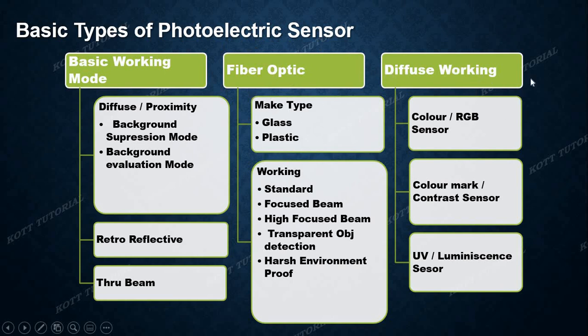Diffuse working. Now based on the diffuse working, these three sensors I have listed down. These all three sensors work on a diffuse mode. I will be explaining what a diffuse mode is in a further lecture. Color sensor, color mark sensor, UV sensors. So we can find this type of sensors in diffuse working mode.